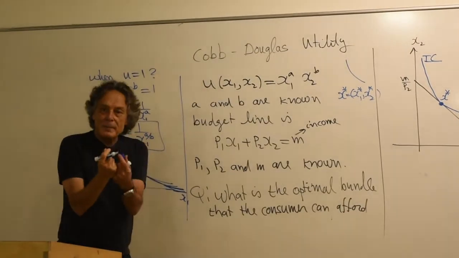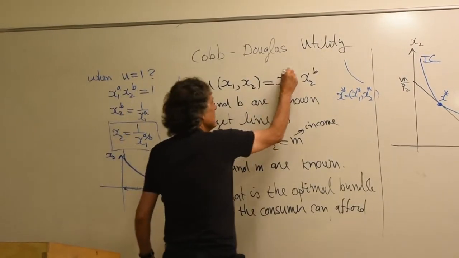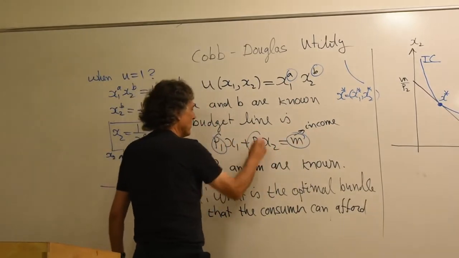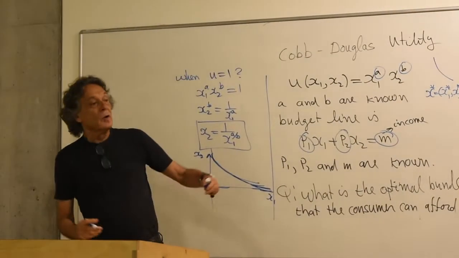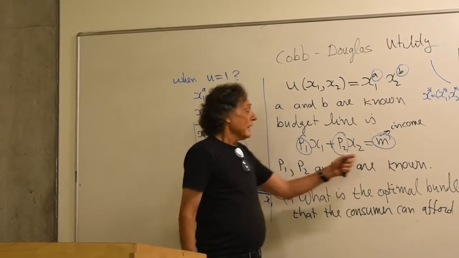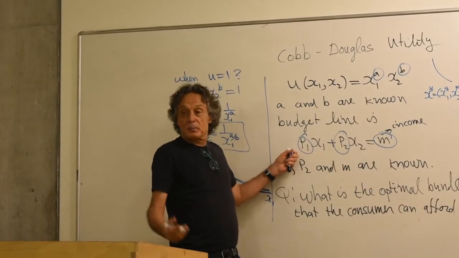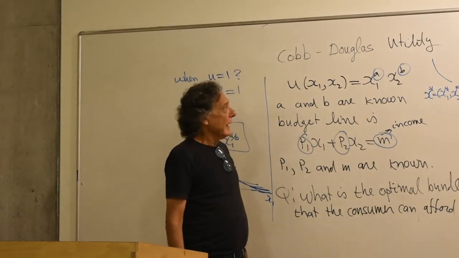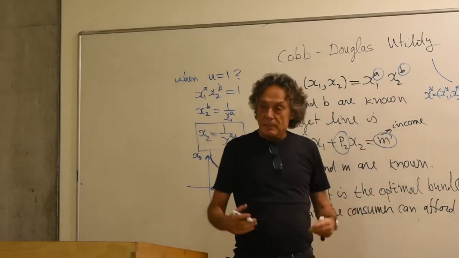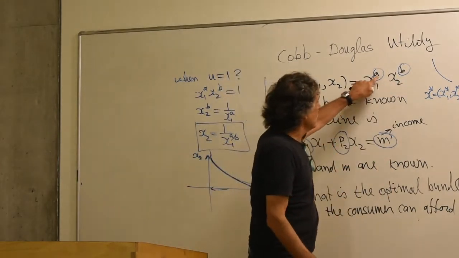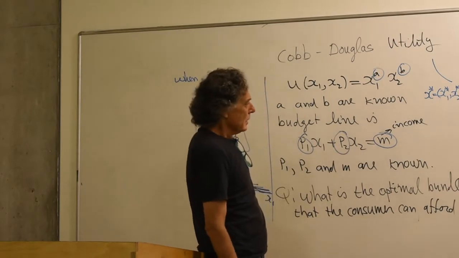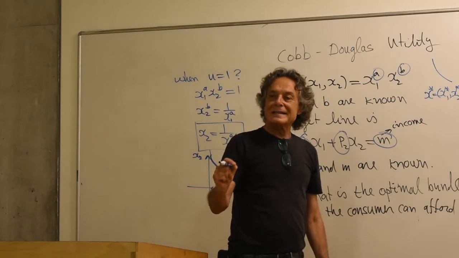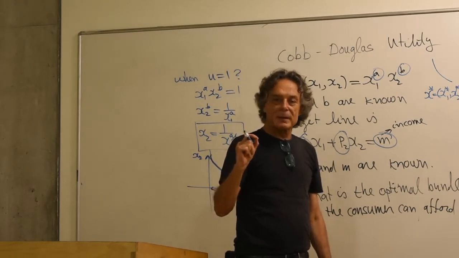Remember, what are the parameters that I know? I know A, I know B, I know M, I know P1, and I know P2. These are given. I know what is my income. I know what is the market price. I just go in the market and find out the price of good 1 and of good 2. And I know my utility. That's an assumption. Knowing my utility, I have to know A and B. Okay. So now the question is, what is X star, the optimal bundle?